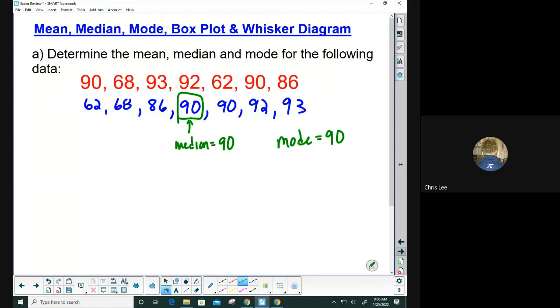Or the mean, excuse me. Someone remind me how to find the mean? Yeah. Add them all up and then divide them by the amount of them. Excellent. So we're going to add them all up and divide it by 1, 2, 3, 4, 5, 6, 7. So we're going to add them all up and divide it by 7.